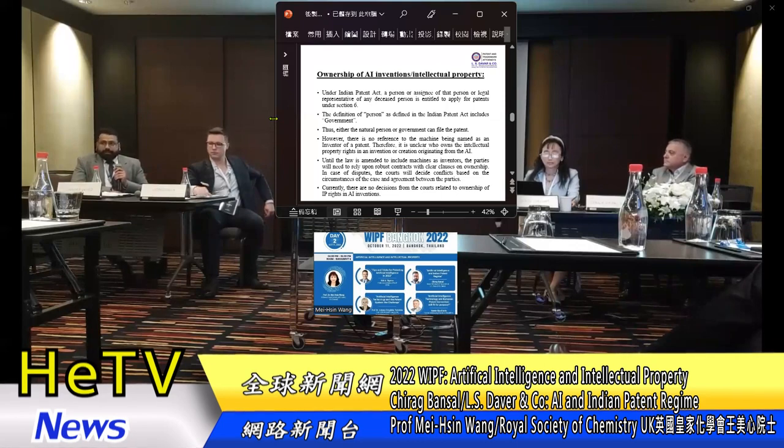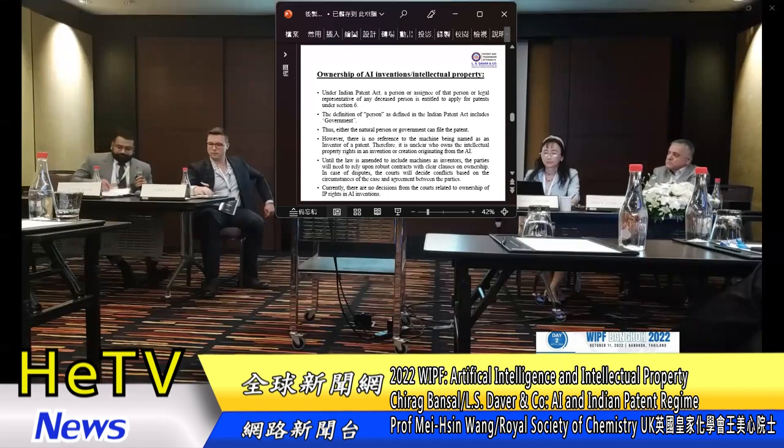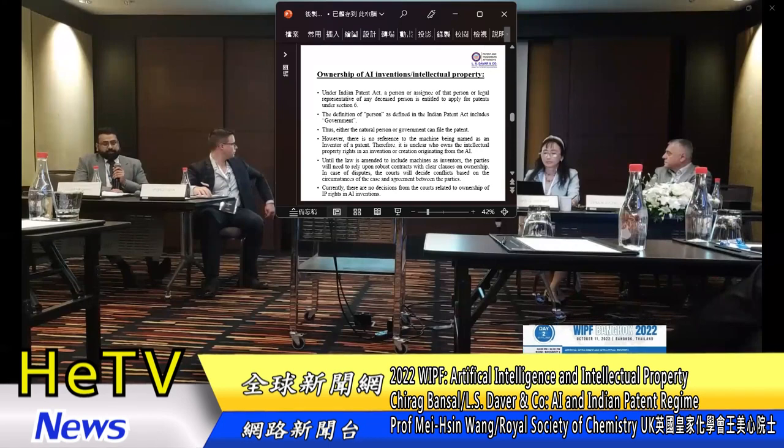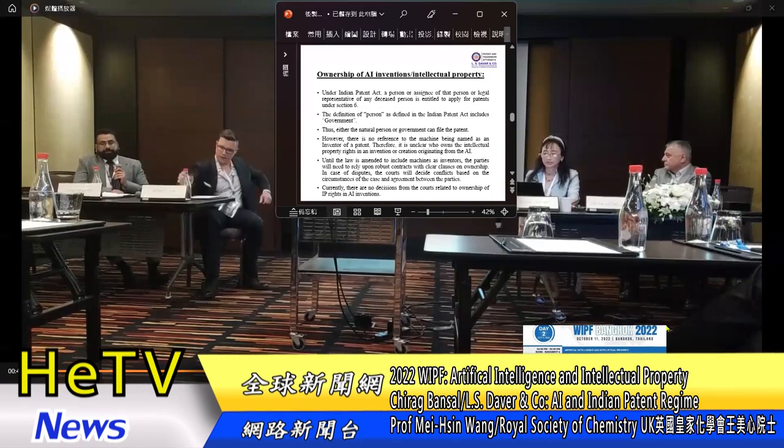Although the DABUS patent application has been filed in India, it is still in the examination phase, and we are closely monitoring it. There are no updates on whether they will allow it or not. Until the law is amended to include machines as inventors, the parties will have to rely upon contracts. In case of a dispute, the court will decide conflicts based on the circumstances of the case and the agreement between the parties. As of now, there are no decisions from the courts related to ownership of IP rights in AI inventions.